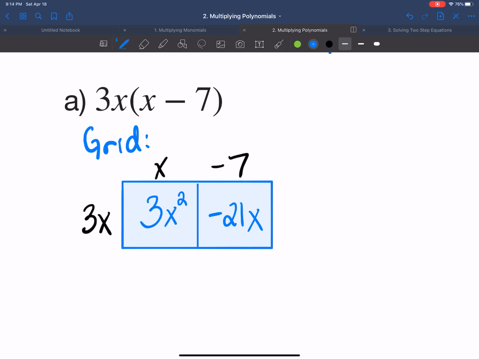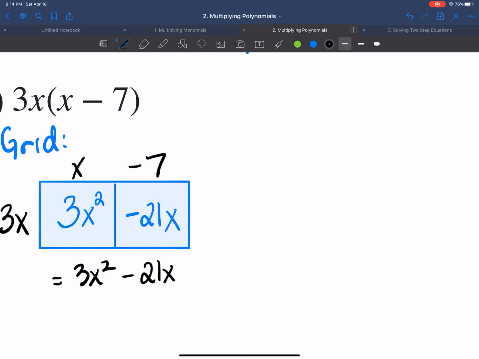So all of this would be equal to 3x squared, because that's what I got from the first box, minus 21x. So the second method is the distributive property.